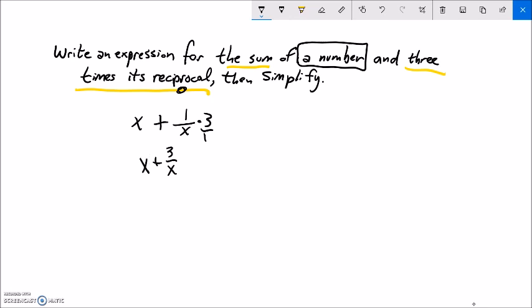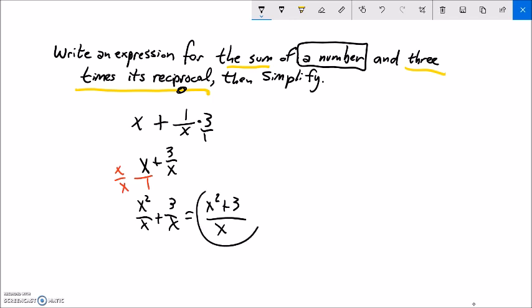So this right here is the sum, addition, of a number. And 3 times its reciprocal. And then we're supposed to simplify it. So now we have it written, so let's simplify it. This x is just the same as an x over 1. And I'm going to add some fractions here. So this one's already over an x. This one needs to be the same, so that it has a common denominator. So I'm going to multiply this by this version of 1. X times x is x squared. They have a common denominator, so x squared plus 3 is in the numerator, and that's just over x, right? Because the denominator doesn't change. That's just this many of them plus this many of them is this many of them. So there's the answer to that one right there.